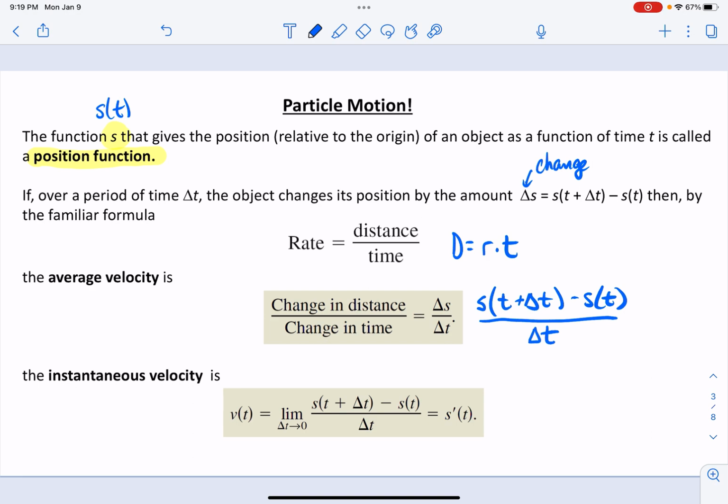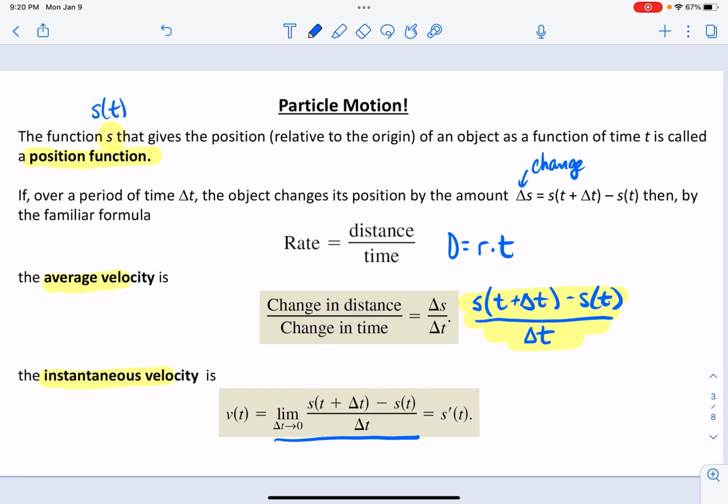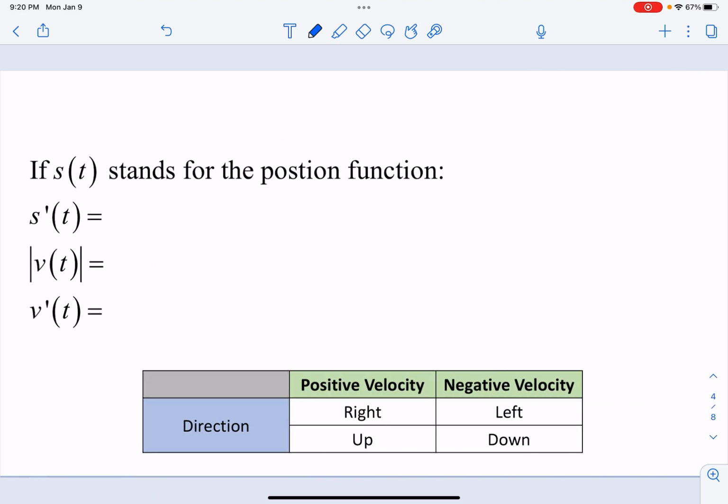So my average velocity is the slope of a secant line, subtracting two position values over the change in time. Instantaneous velocity is the limit of that, which is the derivative of position. Said another way, s of t stands for my position function, s prime of t is my velocity function. The absolute value of velocity is called the speed of our particle.